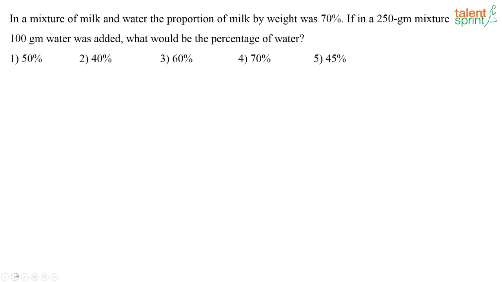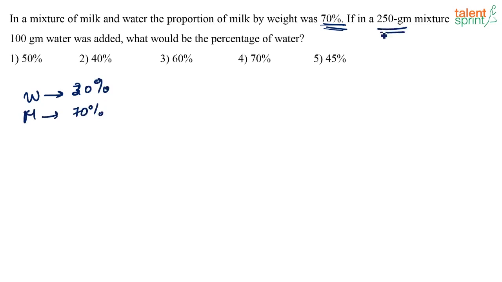Next question. In a mixture of milk and water, the proportion of milk by weight was 70%. If in a 250 gram mixture, 100 gram water was added, what would be the percentage of water? So here, what is the ratio of milk and water? It is said that milk is 70% of the mixture. So how much water will be there in the mixture? 30% is going to be water, because 70% is milk. Now what are they saying?